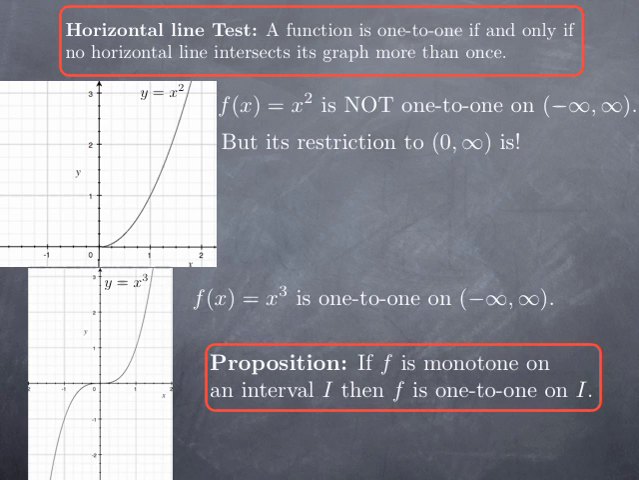So the proposition here, some sort of criterion, is that if a function is monotone, in other words, either increasing on the interval I or decreasing on the interval I, then f is 1 to 1 on that interval I.